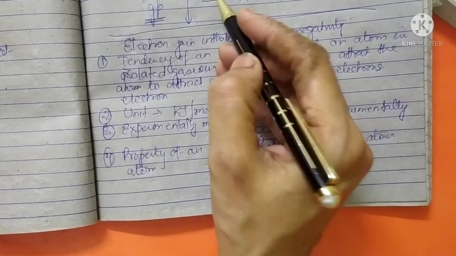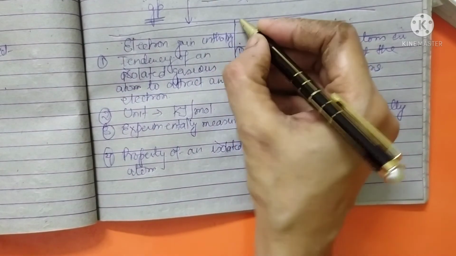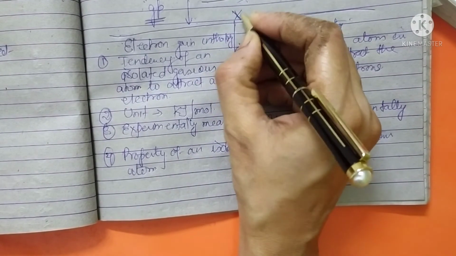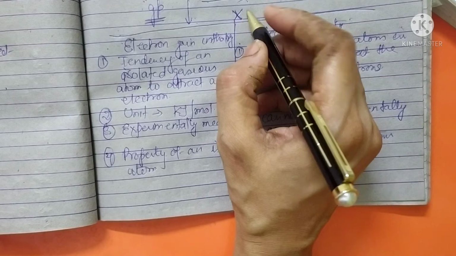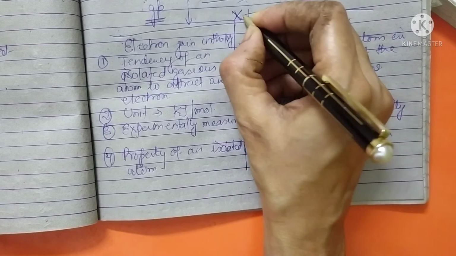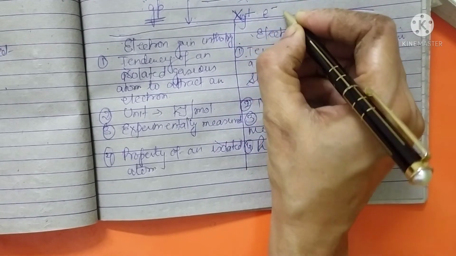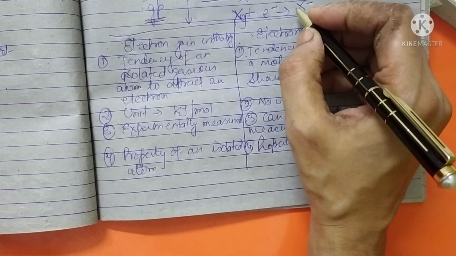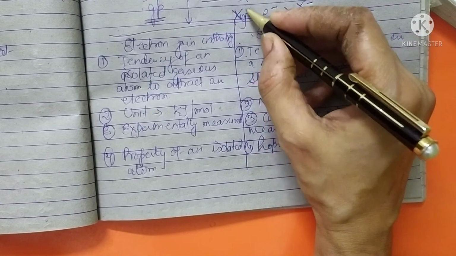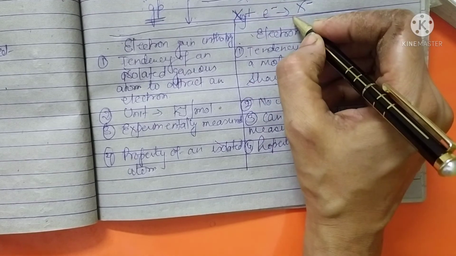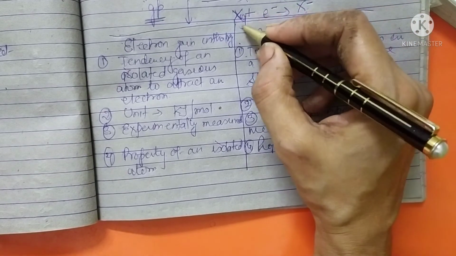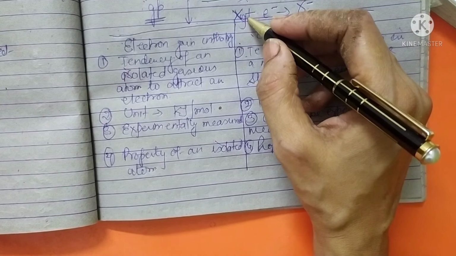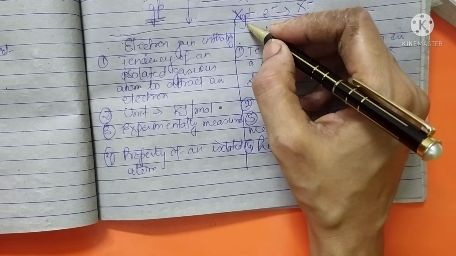We know that in an isolated gaseous atom, suppose the element is X and it is in the gaseous state, when one electron is added, it will be converted into X minus. So in this case, it is the tendency of this gaseous atom to attract the electron towards itself, and this is the condition in case of an isolated gaseous atom.